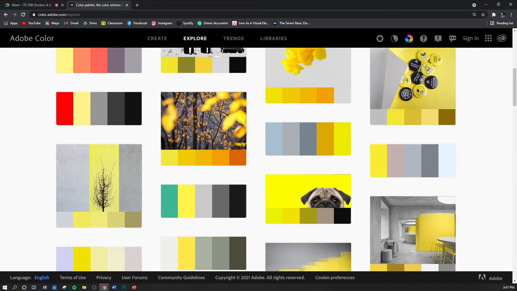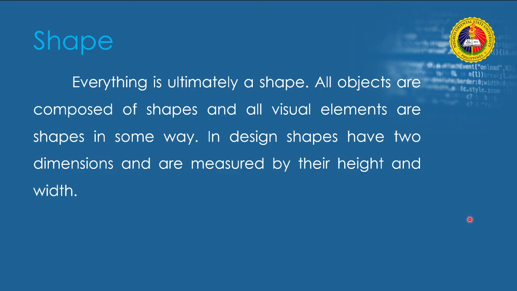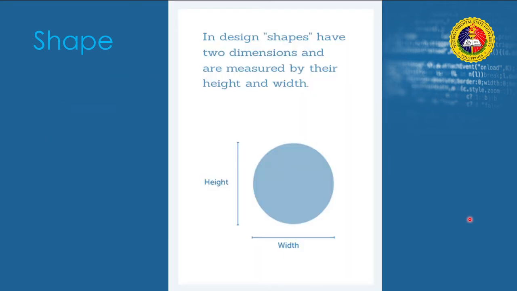Okay, so that's it. Next, the visual element is shape. Everything is ultimately a shape. All objects are composed of shapes and all visual elements are shapes in some way. In design, shapes have two dimensions and are measured by their height and width. So how do we know that an object is basically a shape? Whenever it only has two dimensions, that means it can only be measured by height and width.